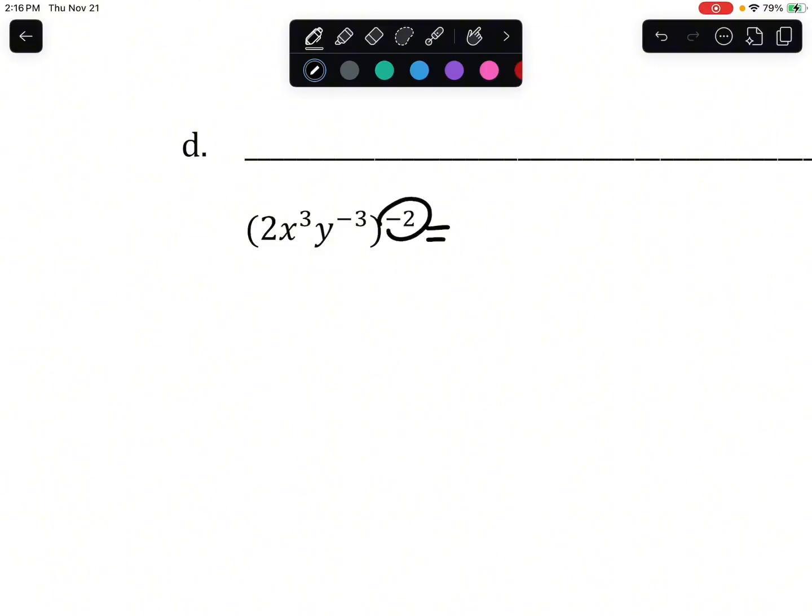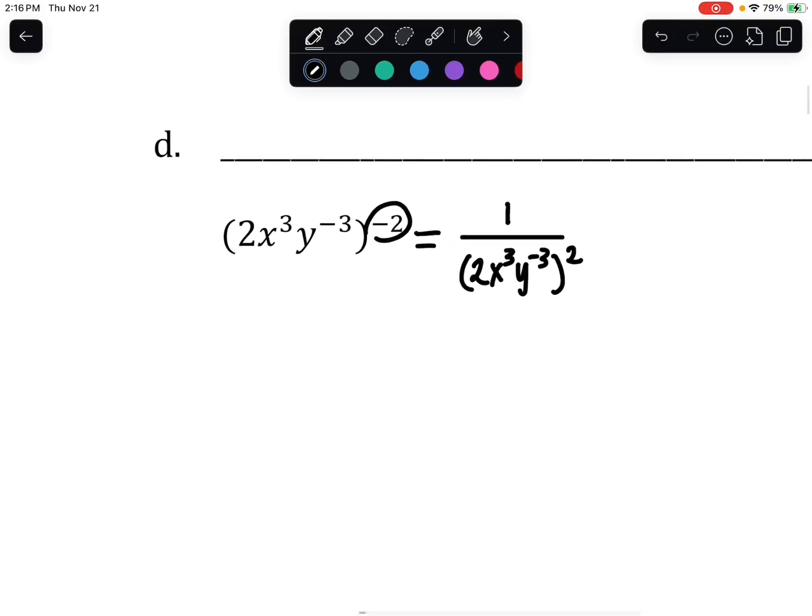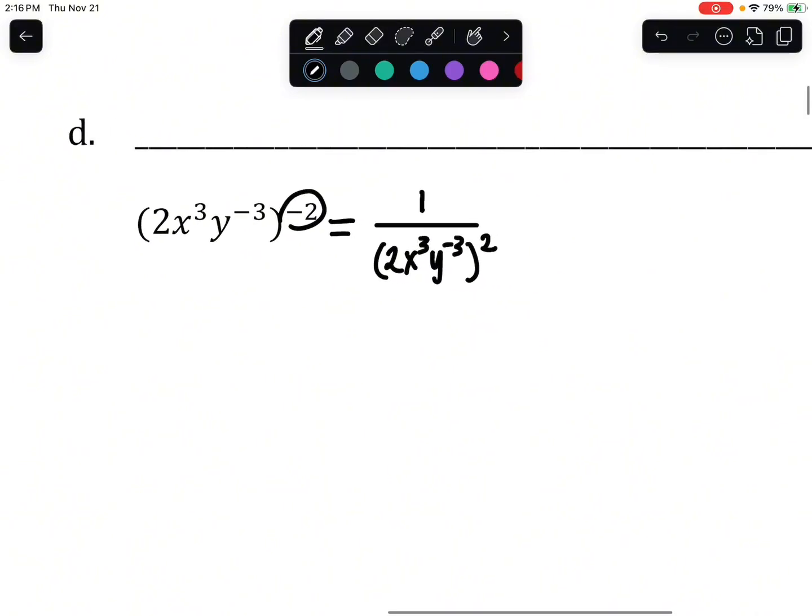And so you could distribute this negative 2 exponent to every term. I don't usually like to distribute a negative exponent to a number. And so a first step I would take is to go ahead and move that entire set of parentheses to the bottom, and then make that a positive exponent of 2. And so when you move it to the bottom, there's nothing left on top, so you need 1 as a placeholder. And then don't change anything inside. Don't change the negative 3 on the y. We've only changed this exponent so far.